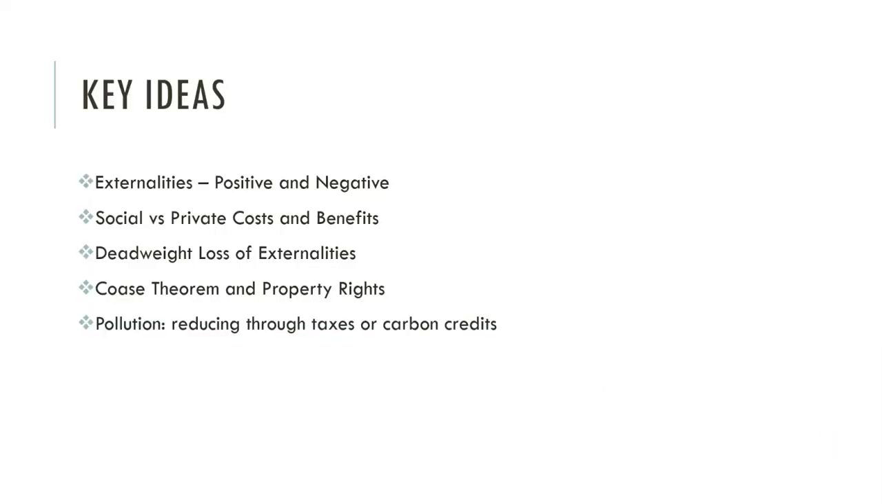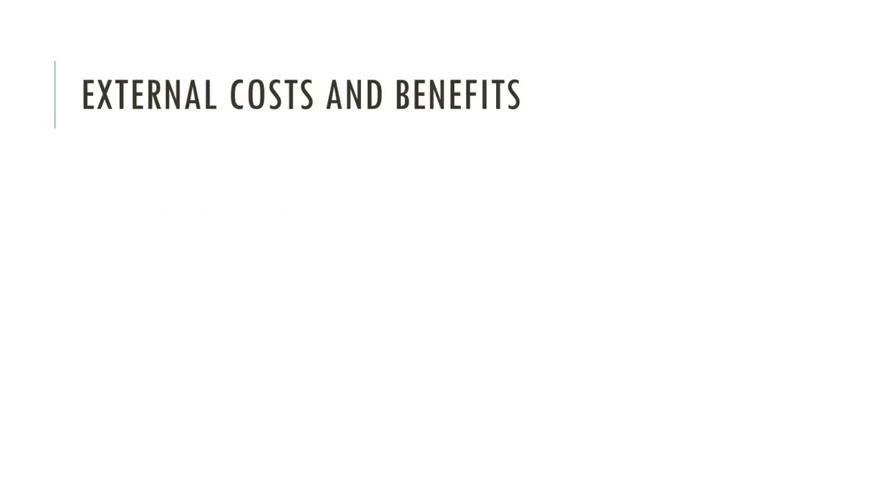So we're going to look at positive and negative externalities. We're going to look at how this impacts social versus private costs and benefits. And we'll talk about how deadweight loss happens because of over or under production. We'll look at the Coase theorem and property rights and how pollution can be reduced through taxes or carbon credits. Externalities are considered market failures, so government intervention can actually make markets more efficient.